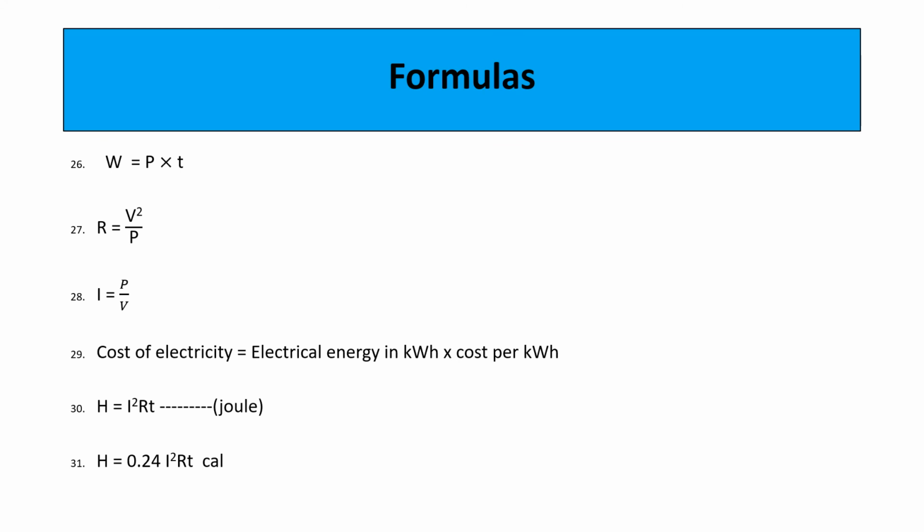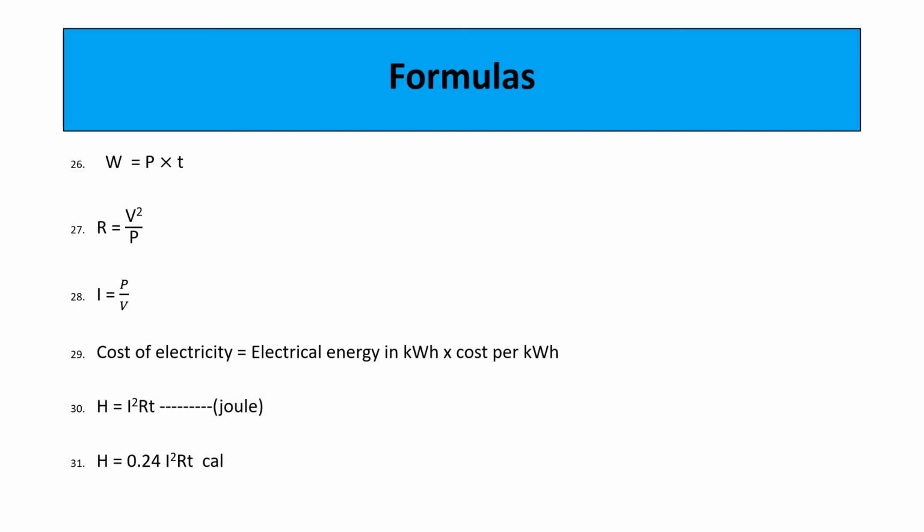We know electric power is equal to W by T. Therefore, W is equal to P into T. We also know P is equal to V squared by R. Therefore, R is equal to V squared by P. We also know P is equal to VI. Therefore, I is equal to P by V.